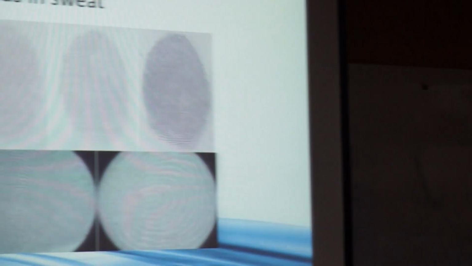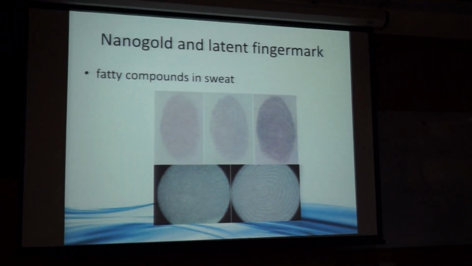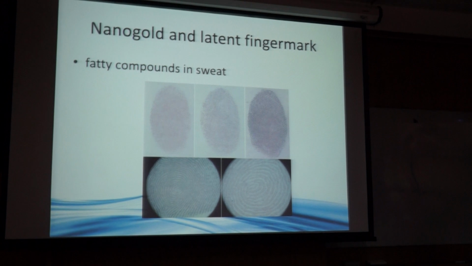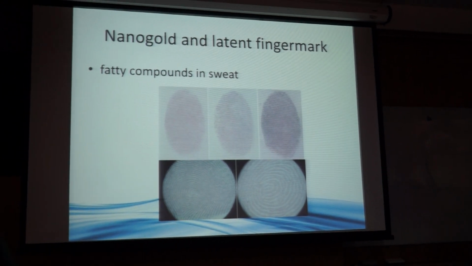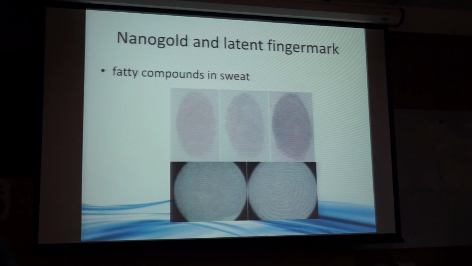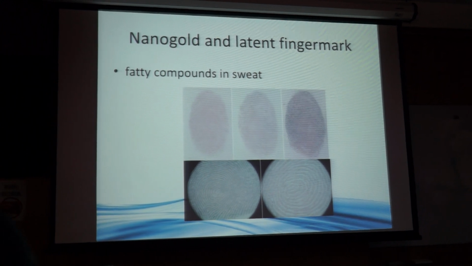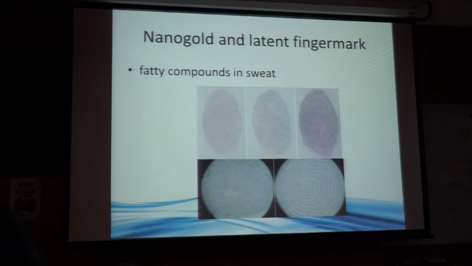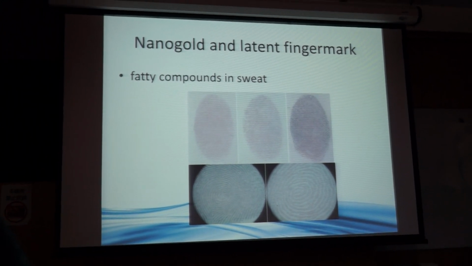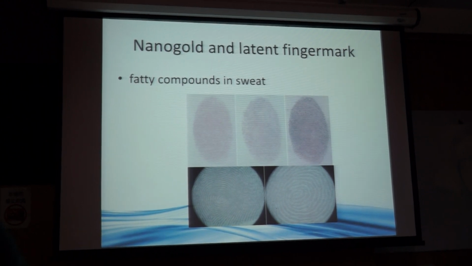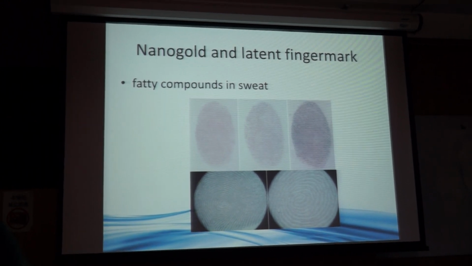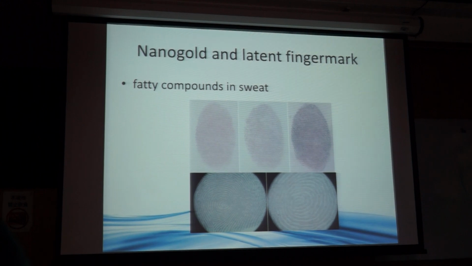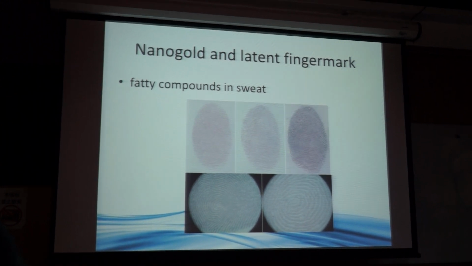But here comes a problem. As you can see, the nano gold is red. So if the surface that the finger mark is on is red already, or the color is too complicated, it will make the finger mark difficult to see. To make our experiment clearer, we want to use a nanocluster to replace the nano gold.